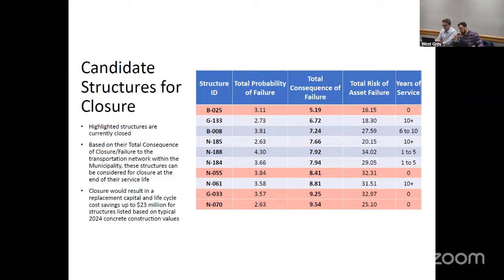And that's as compared to the other structures. When we say minimally impacted, there will be an impact, but from the greater good of your community, these are the structures that are candidates for structure closure. They would have the least amount of impact on your entire overall transportation network and maintain that level of service.